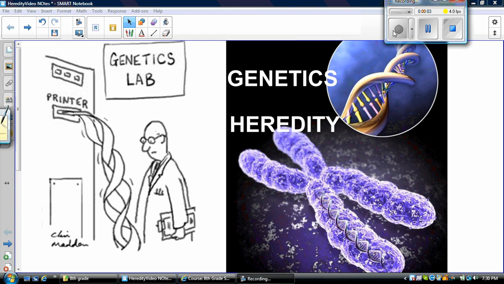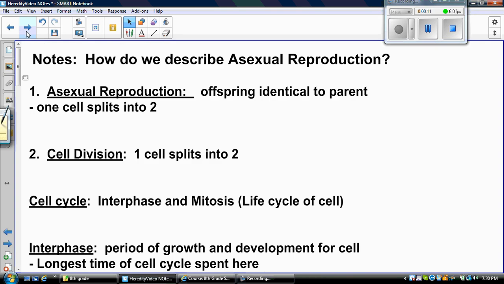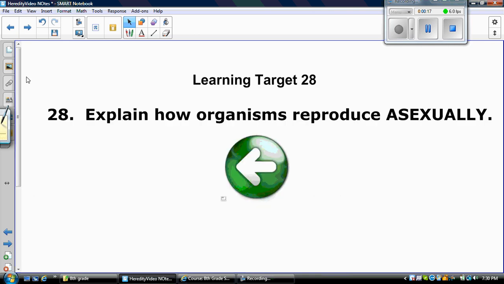Okay, we are going to start our unit on genetics and heredity. Okay, so our essential question today is how do we describe asexual reproduction? So this is learning target 28. Explain how organisms reproduce asexually.